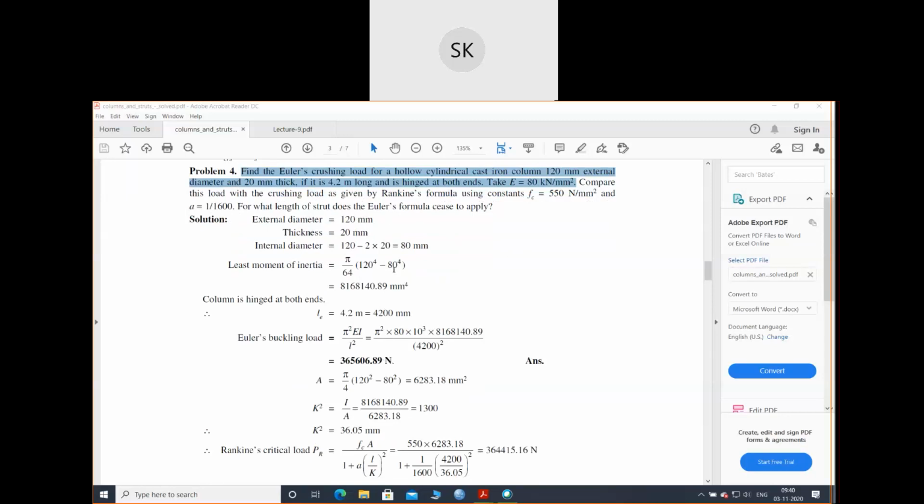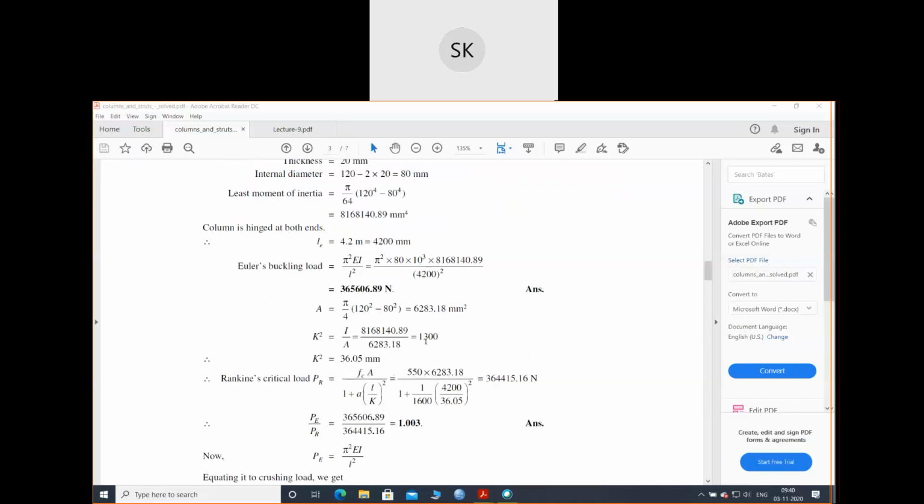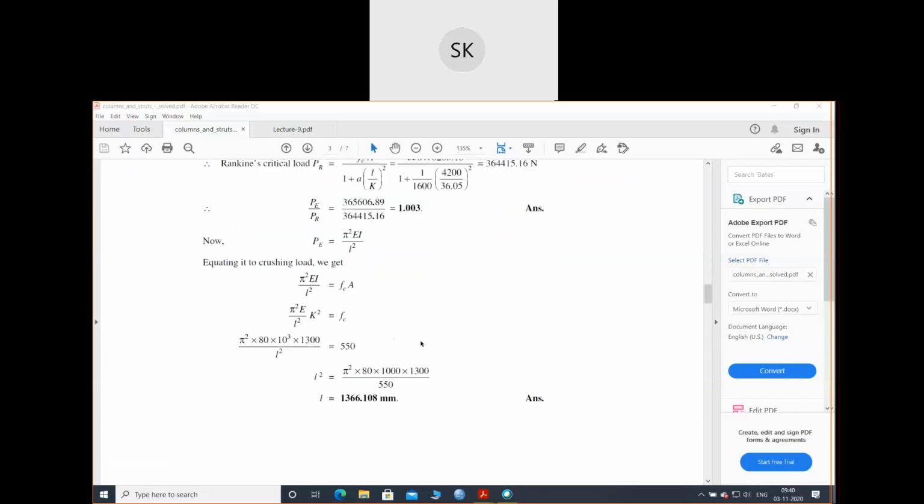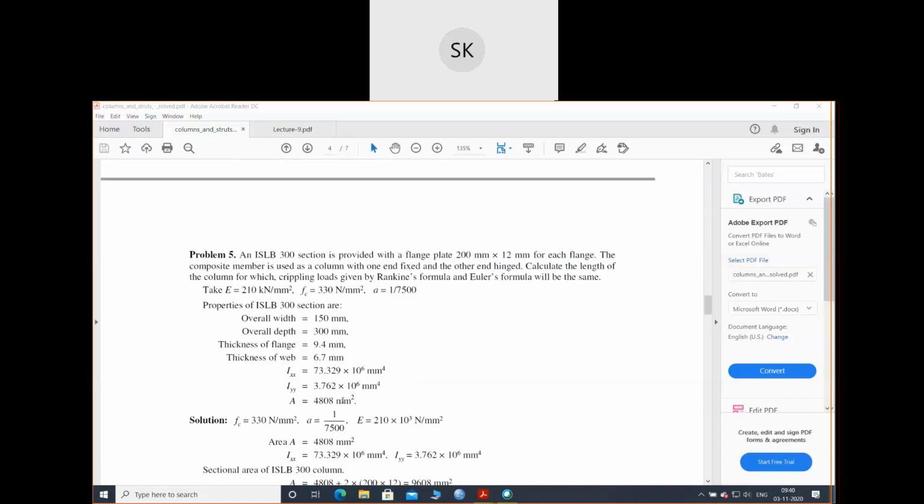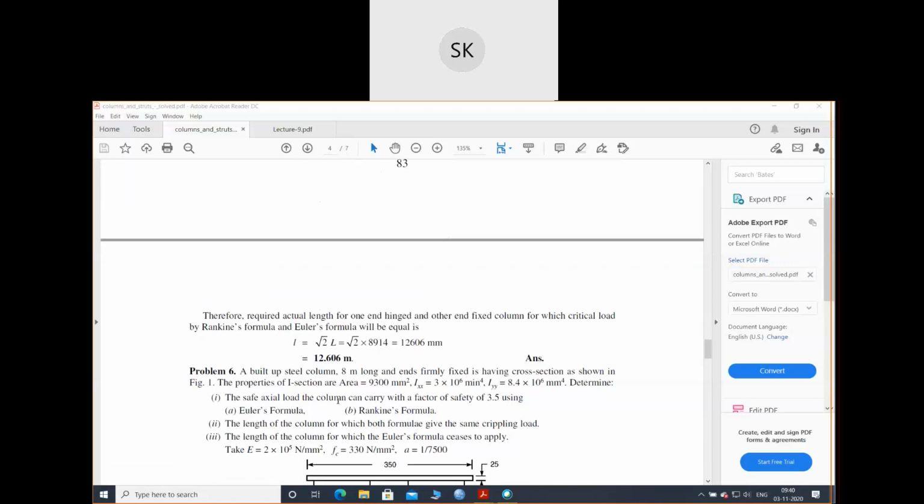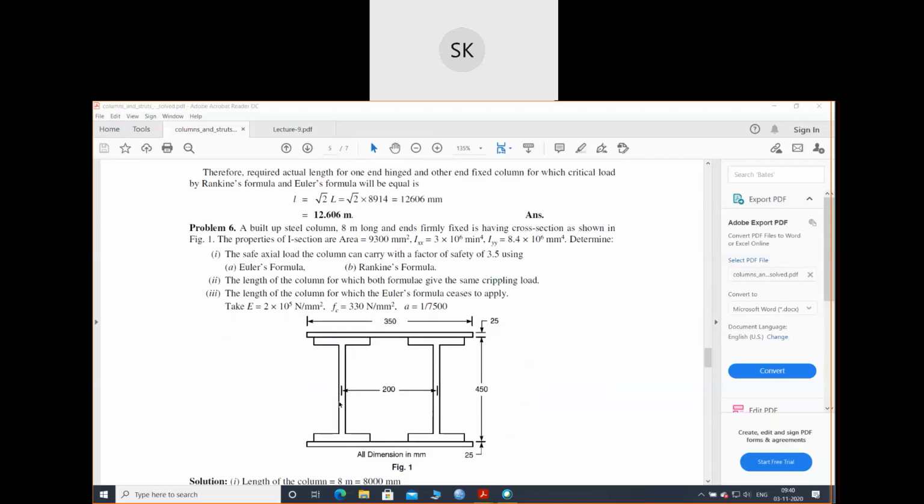Very easy question, all the values are given. You just need to find out the internal diameter, find out the I value, and place the values in the crippling load formula, pi square EI by Le square. As both ends are hinged, the condition will be Le equals L, right? This part is not required, as they have solved with another formula, which is also called Rankine's formula.